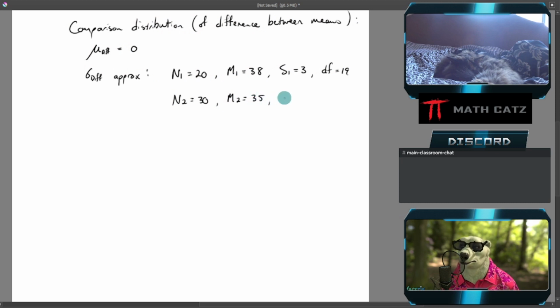35 mean, standard deviation of 5. Degrees of freedom here will be 1 less, 29. So we have two groups. And our assumption in this t-test is that the variance is the same throughout.